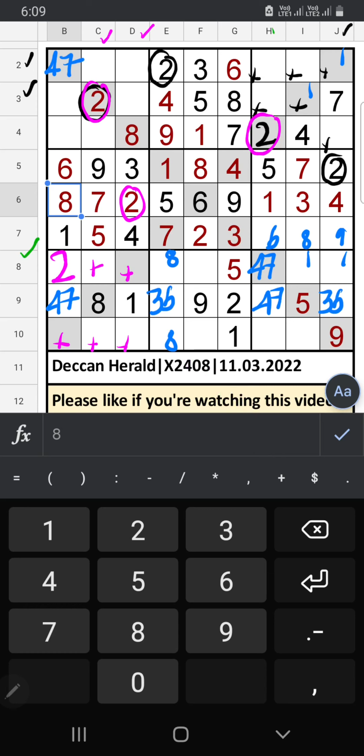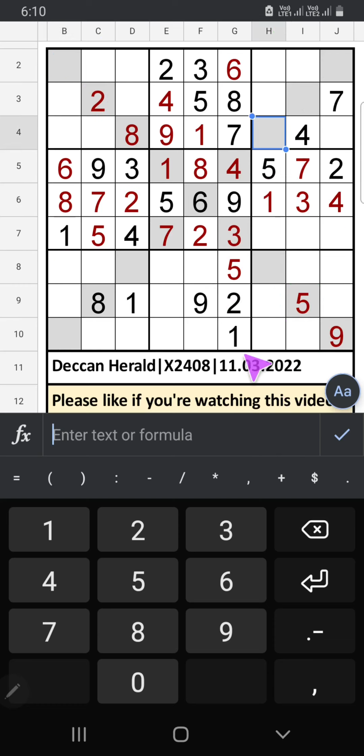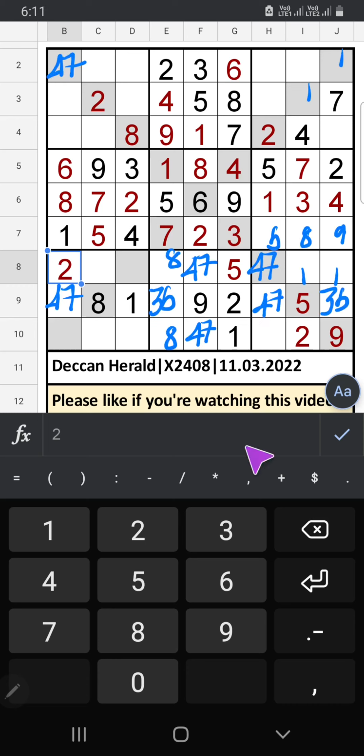8th row, column H, we have 2. So 2 can't come in these cells. Then 2 is confirmed here. Tenth row, we have 9. So 9 can't come in these cells. Column C also we have 9. So 9 can't come in this cell. The 9 is confirmed here.